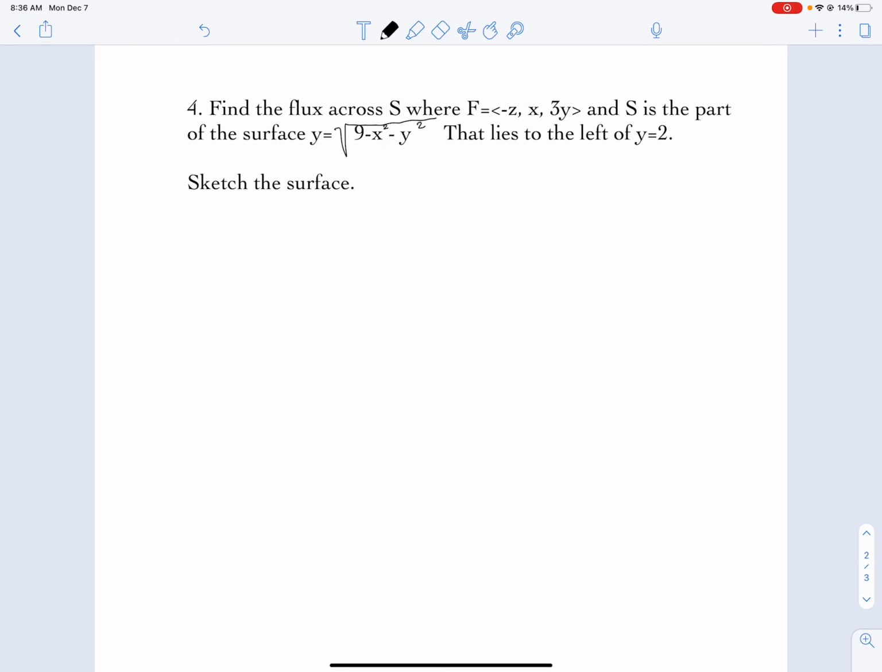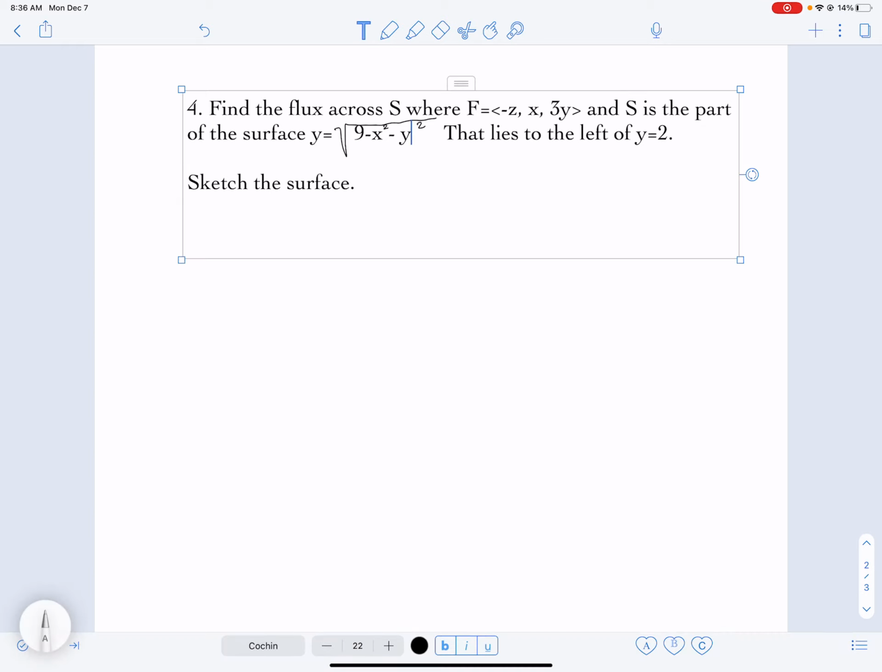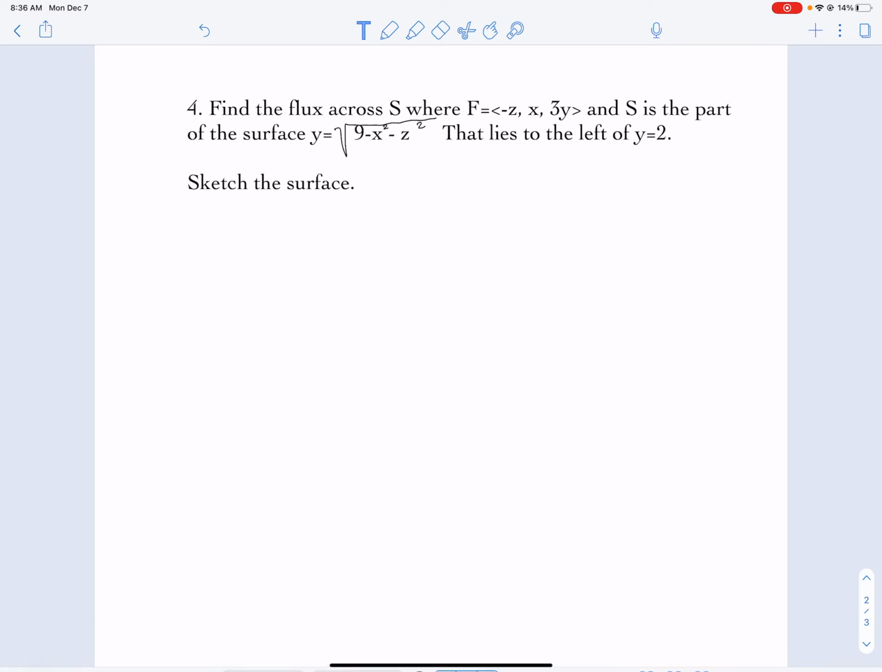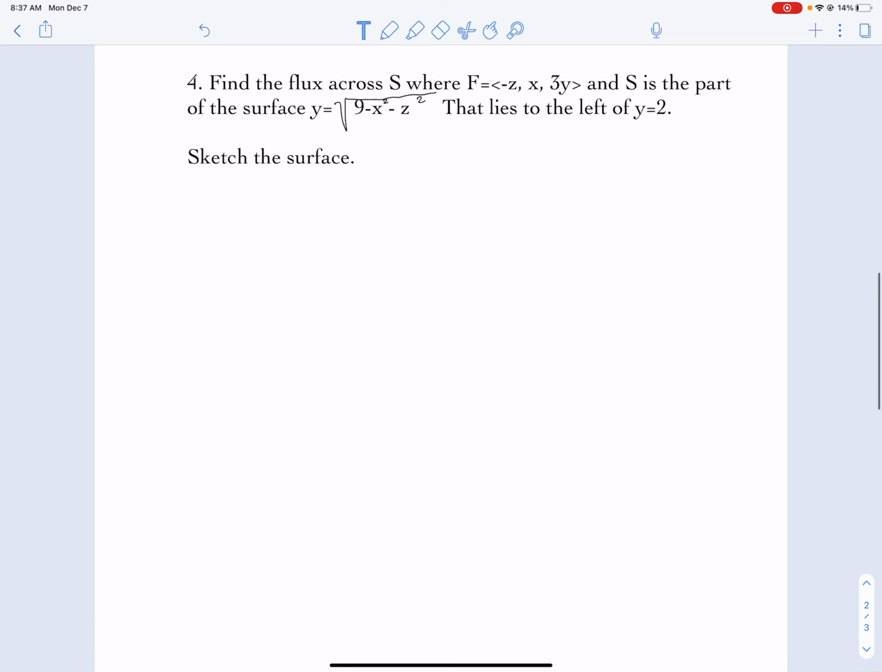This one's a little bit harder, but ultimately it comes out to a nice number. So we're going to start with explaining the problem. Find the flux across S, where F is equal to <negative z, x, 3y>, and S is the part of the surface y equals the square root of 9 minus x squared minus z squared that lies to the left of y equals 2.